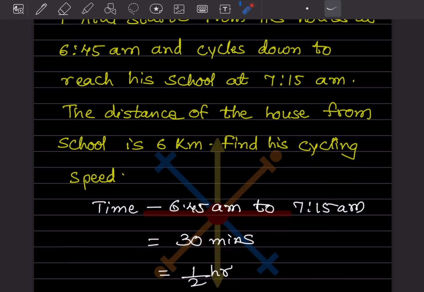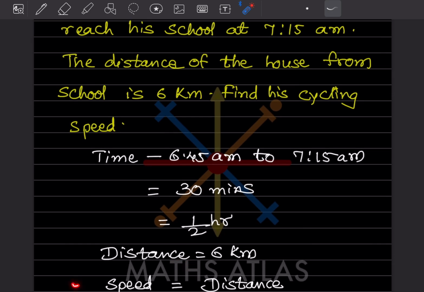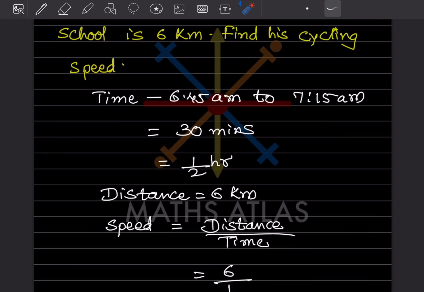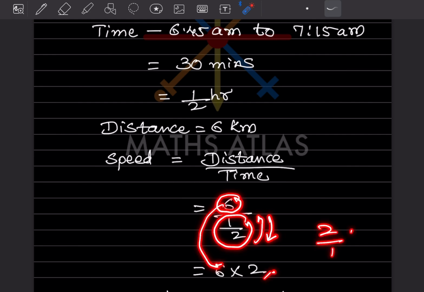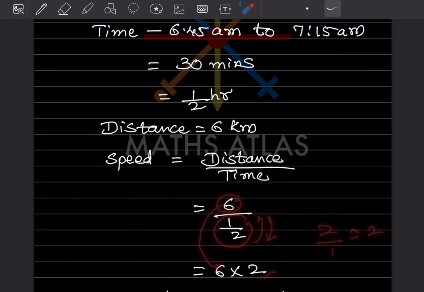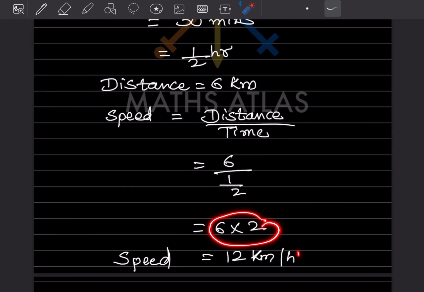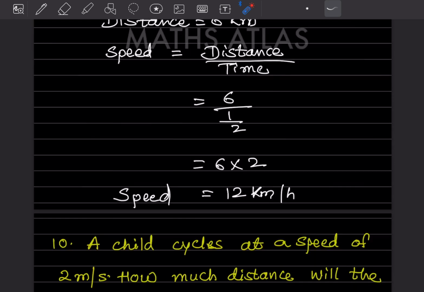The distance is given as 6 kilometers. Now we'll use the formula: speed is equal to distance by time. So distance is 6, and time is 1 by 2, that is half an hour. This is the numerator and this is the denominator. Numerator as it is, the denominator, since it is a fraction, gets flipped over. So that will be 2 by 1, which we can write as 2. So 6 multiplied by 2, the speed is 12 km per hour.